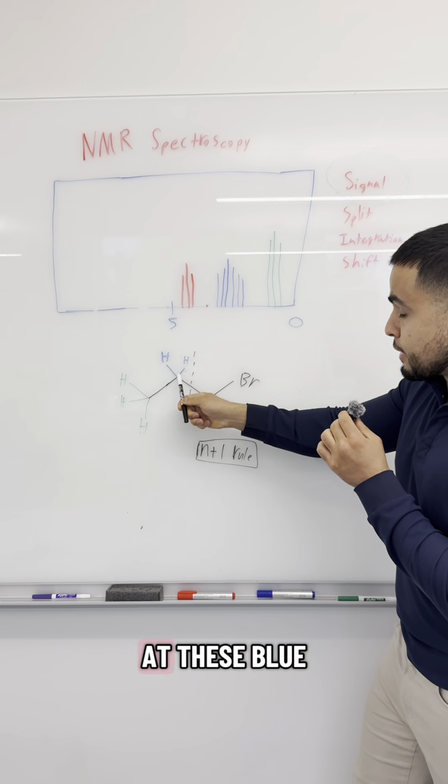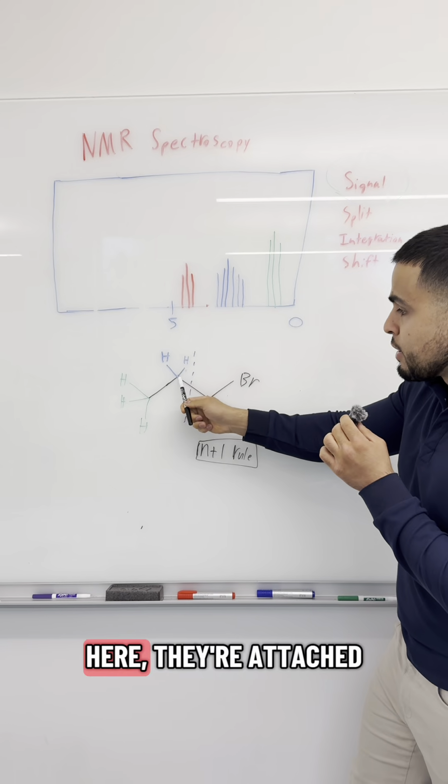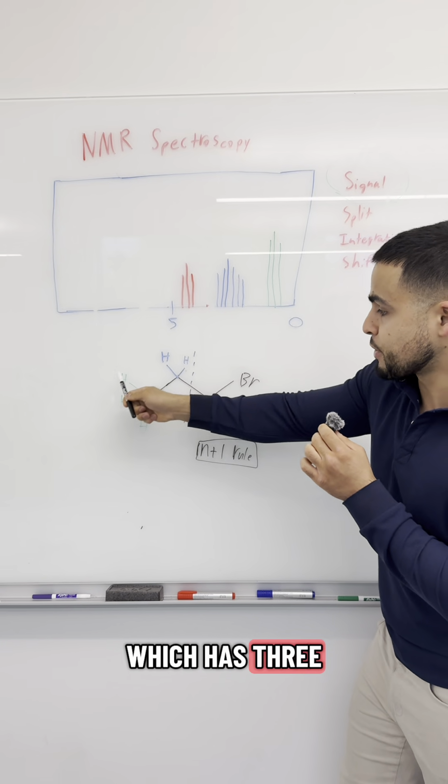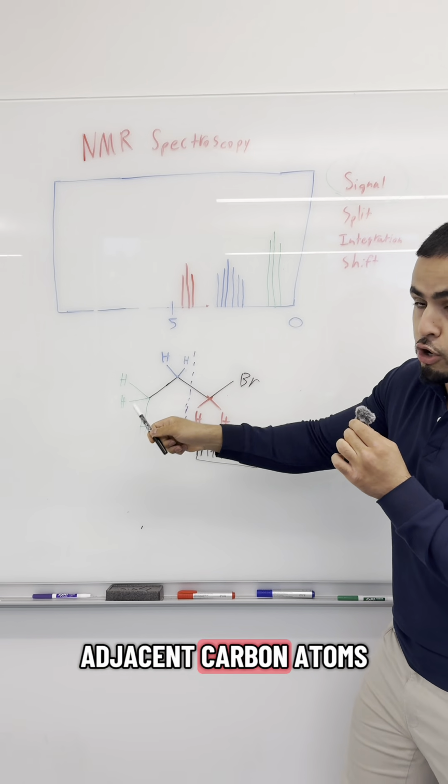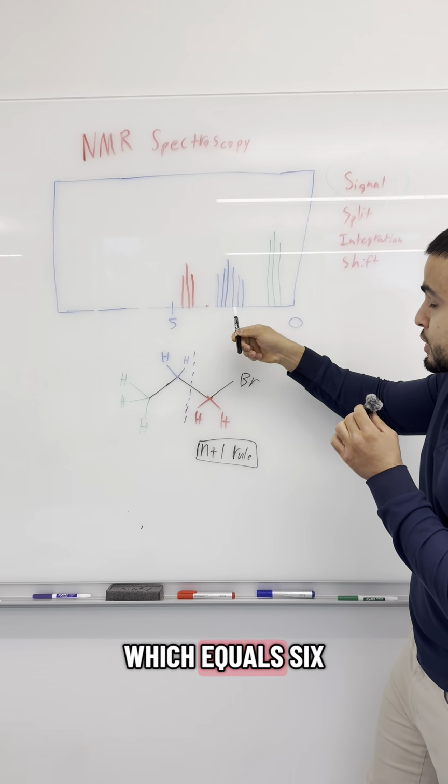If you take a look at these blue hydrogens over here, they're attached to a carbon atom over here which has 3 hydrogens, and one over here which has 2. So that's 5 total on the adjacent carbon atoms, plus 1, which equals 6 over here.